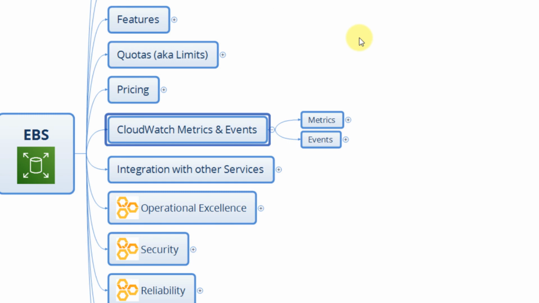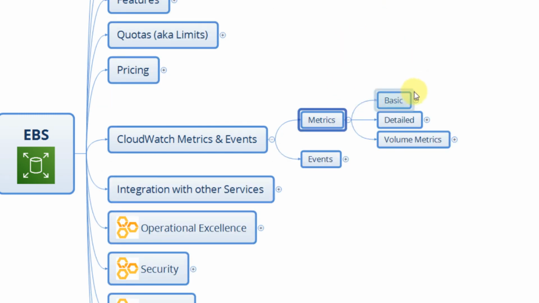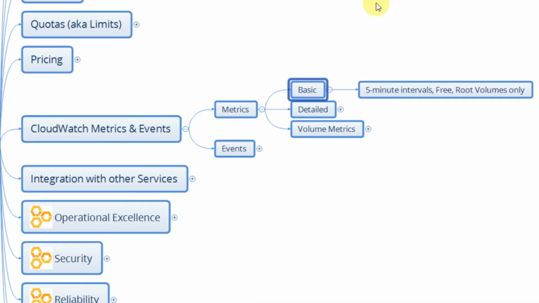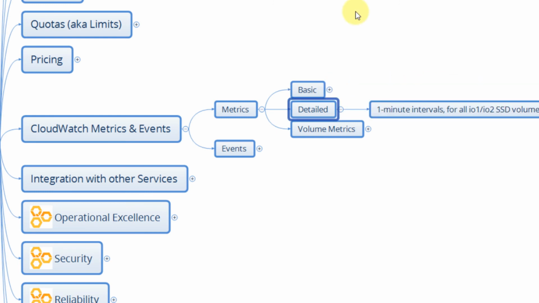Let's look at the EBS related CloudWatch metrics and events. So there are basic and detailed metrics. Basic metrics are collected at 5-minute intervals and they're free. They are metrics of the root volumes only. Detailed metrics are collected at 1-minute intervals for all IO1 and IO2 SSD volumes.